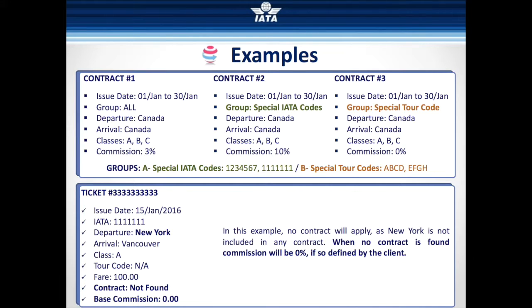Example number 3, we found no contracts would apply. Just a basic example, we would have a departure from another country. We checked the departure city codes. It did not fit in any of the 3 contracts, so the base commission is then set to 0, as defined by the customer.